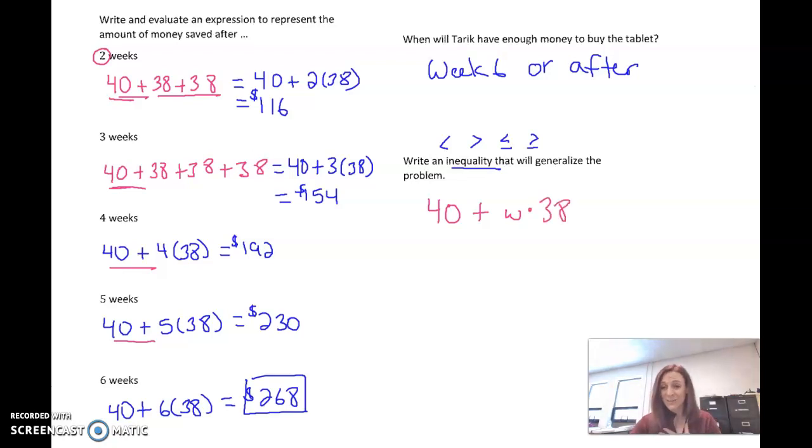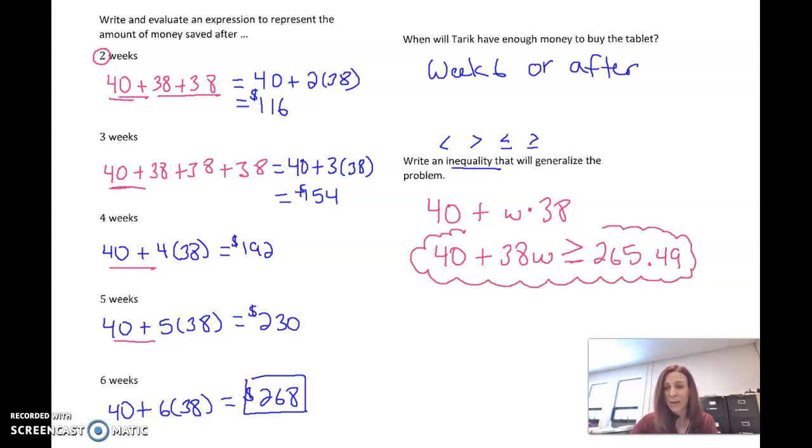Now I'm going to be honest, we don't usually write multiplication like this. If you did, that would be okay. But I'm going to change this and say 40 plus 38W. Means the same thing, but it's just a little more technical way of writing it. And we wanted $265.49. So can this be less than that? It has to be greater than that, right? Can it be equal to this? Sure. It can be equal to it because remember, this is the amount he needed. He can have more than that, but he has to at least have that much.